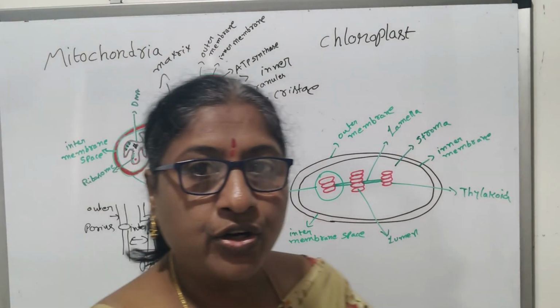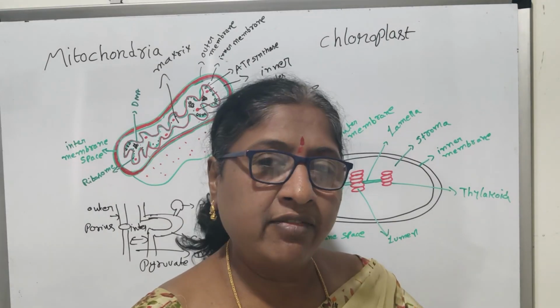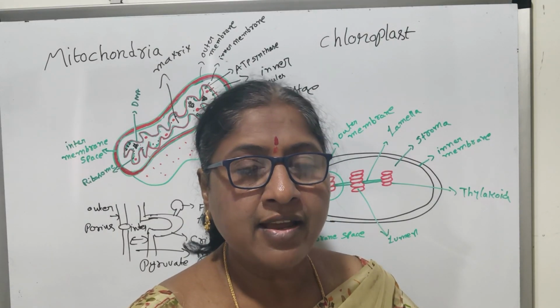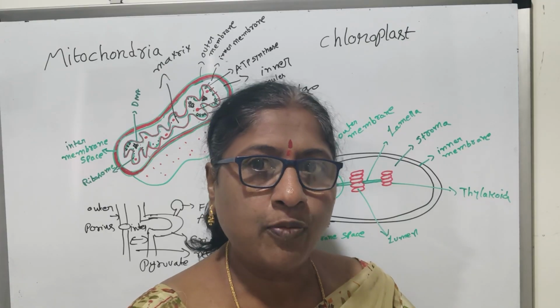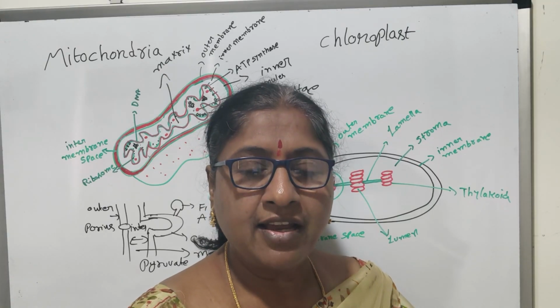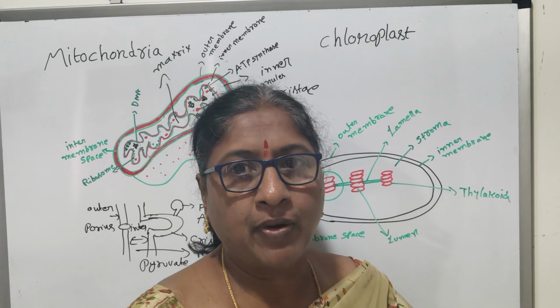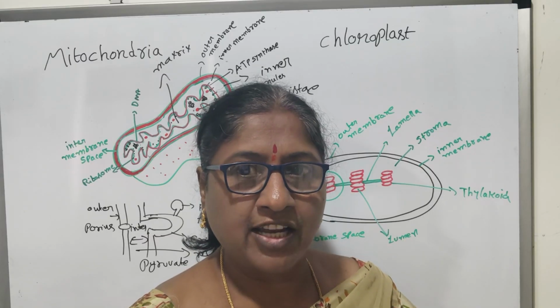Whereas in prokaryotes, there are no mitochondria. Then where does the ATP production take place? ATP production in prokaryotes takes place in the cytoplasm itself. That is, in bacteria, within the cytoplasm, the ATP production takes place.